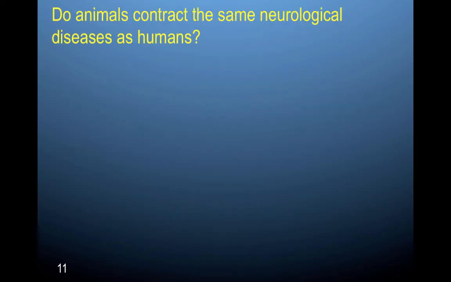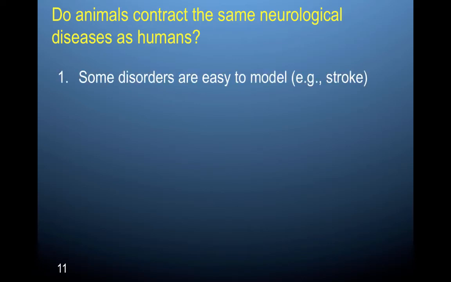So, do animals contract the same neurological diseases as humans? Some disorders are easy to model. For example, a stroke. It would be easy to assess the impact of a stroke on an animal and on a human, and how it affects an animal could easily be extended to a human.